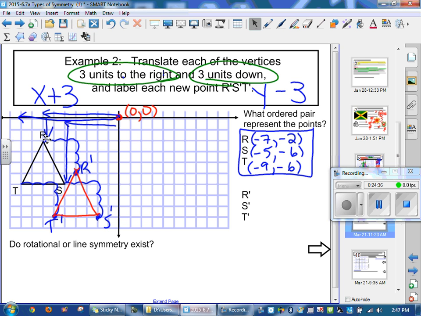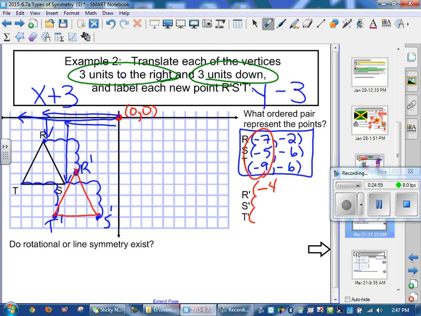Now we need to write the coordinates of where it's sitting. Where's that object sitting now? Well, we know that's 0, 0, but we're told we're moving right 3, and right means we add to x. So if I take all of these x numbers right here, I'm going to add 3. That's going to give us my new x numbers. So negative 7 plus 3, what do I get?